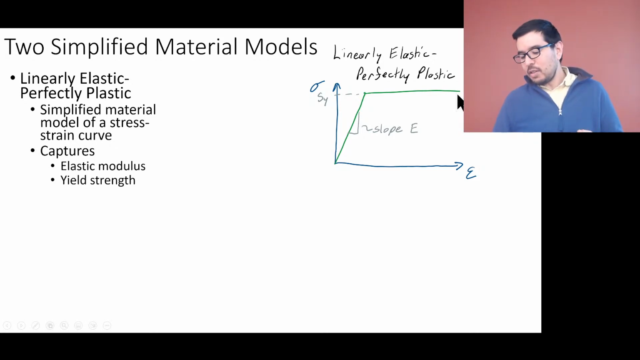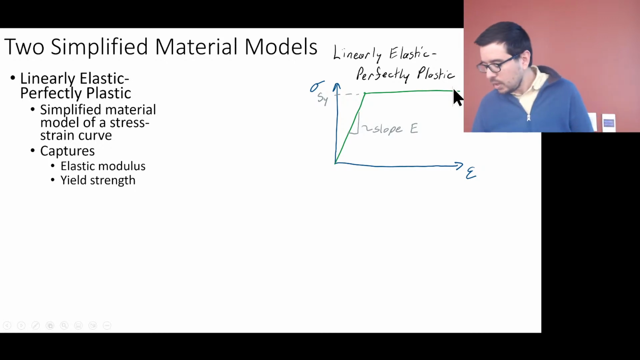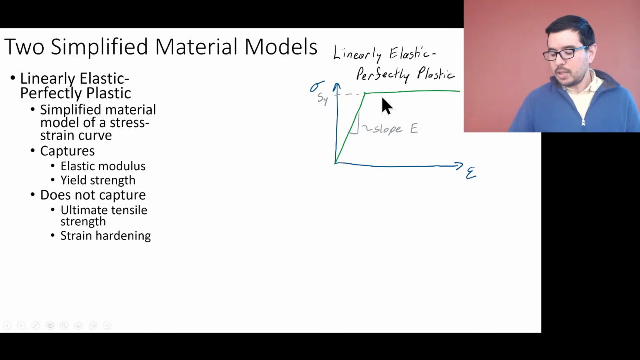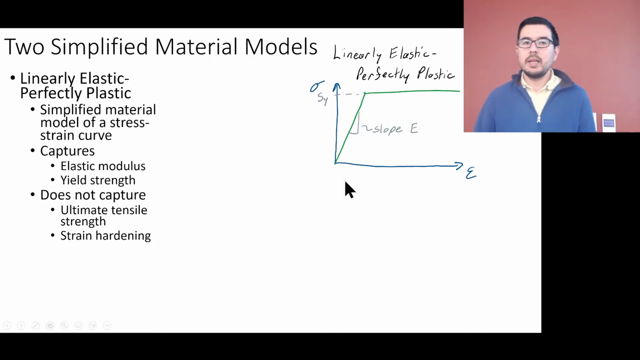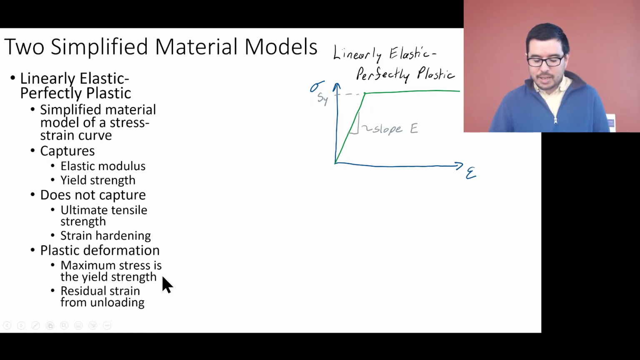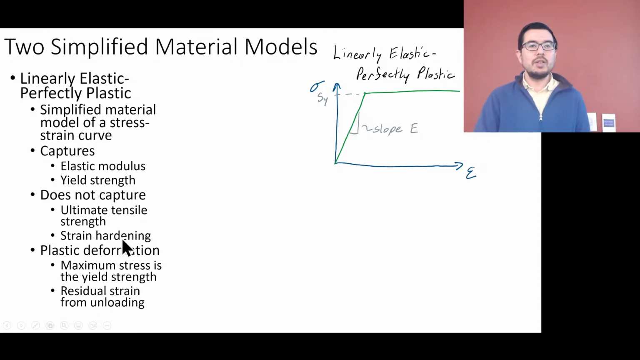Another thing that would be nice to put on a linear elastic, perfectly plastic model is when it fractures, but that's not a necessity for much of what we do. It's nice to have the percent elongation when it ultimately fractures. But those are the two main things. What it does not capture, okay, are an ultimate tensile strength and strain hardening. It does capture residual strain from unloading.